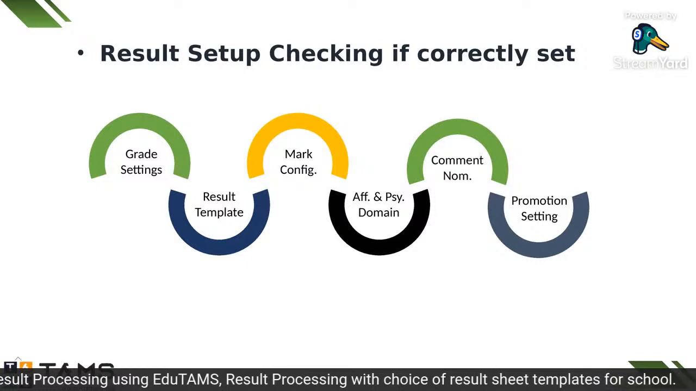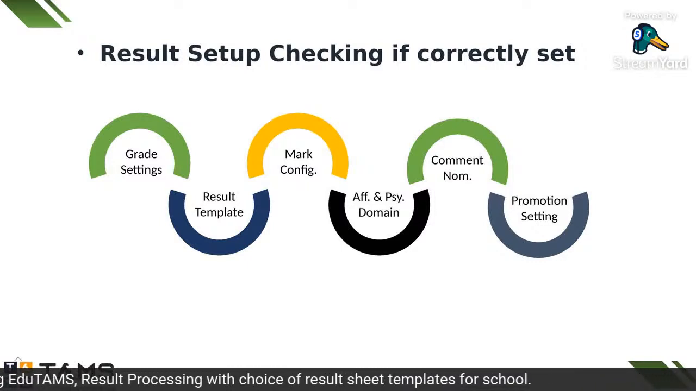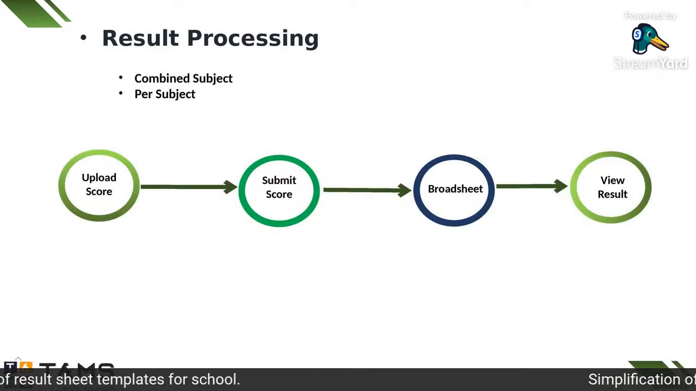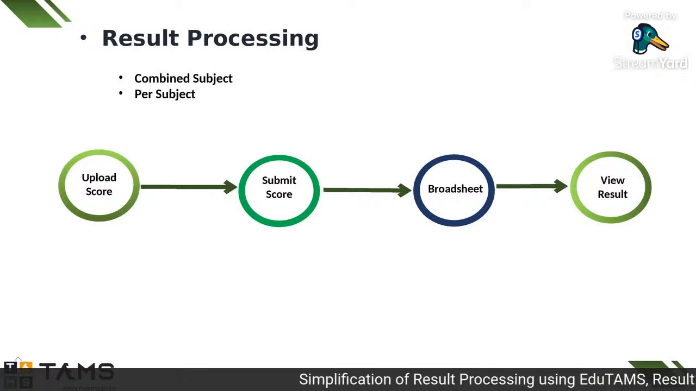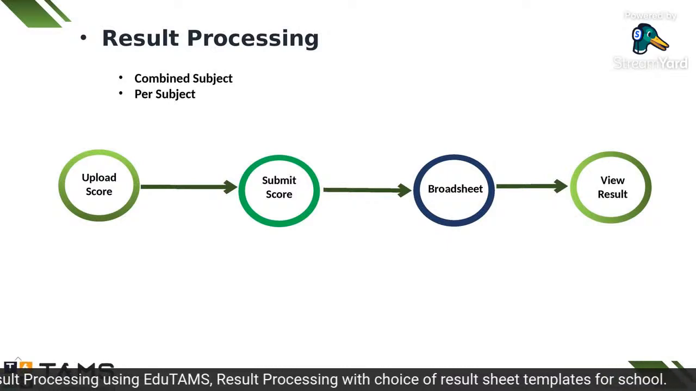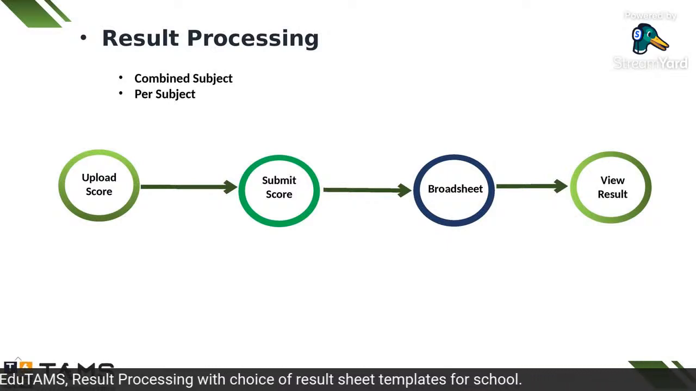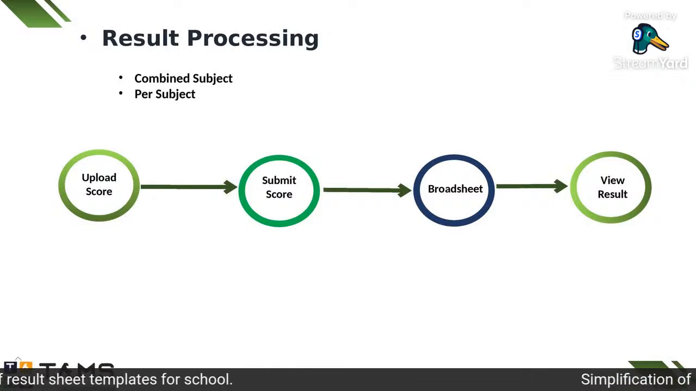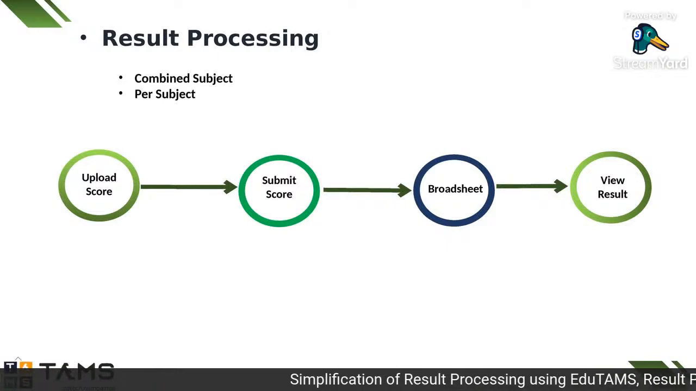If we can do this correctly, then we are good to go to our next stage, which is the result processing. This result processing has two parts. We have the combined subject and we have the per subject. The combined subject means that we can upload our results in a group, which is we can upload maths, English, all those subjects at once using our spreadsheet. That is, you download the spreadsheet, then you upload. This is for the combined subject.